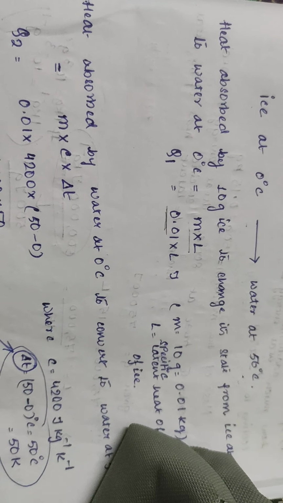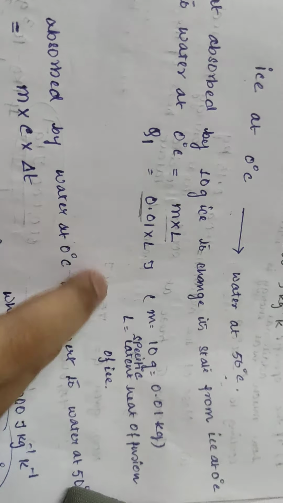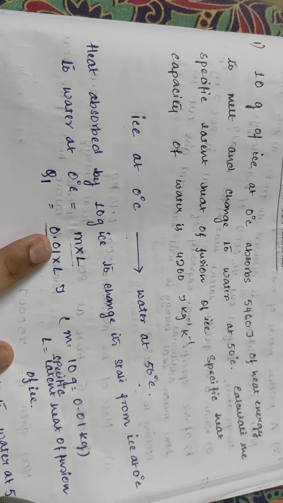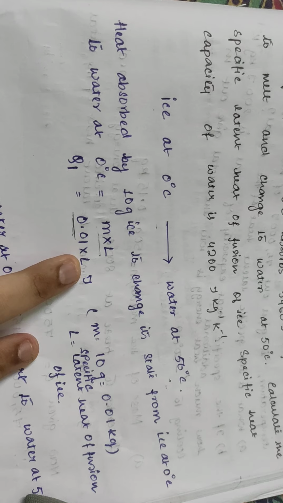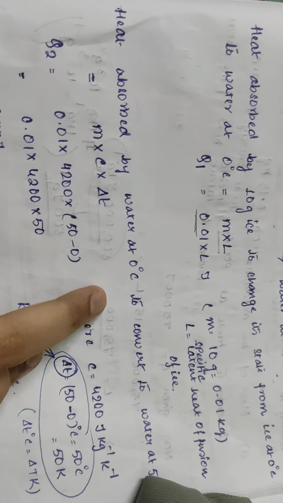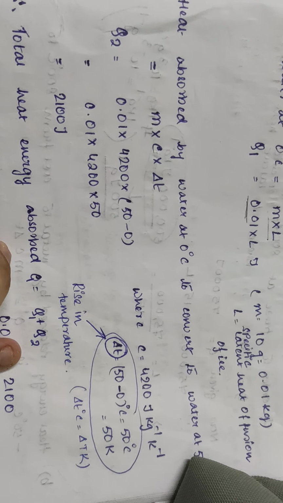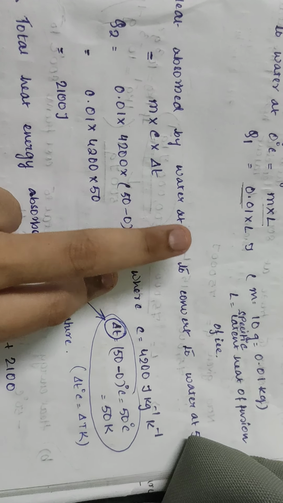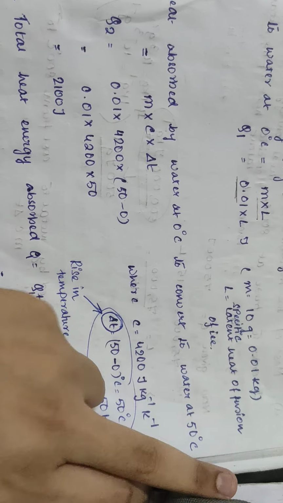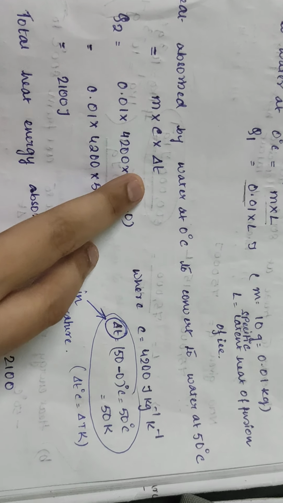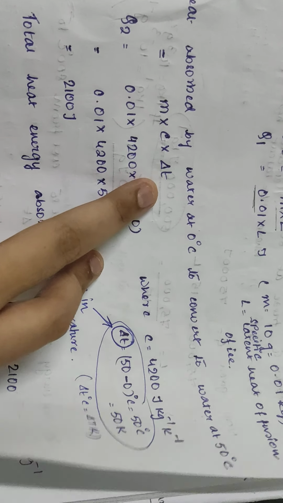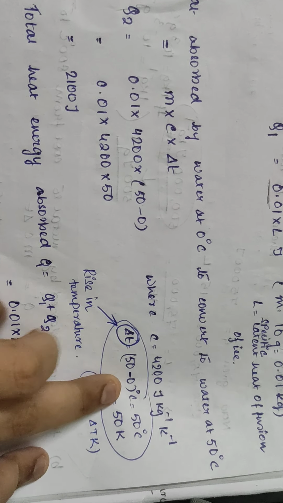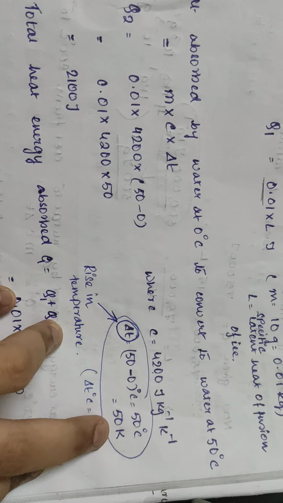So I have done that. m into L is 0.01 into L, because it was given as 10 gram. We have to find L. Now Q1 specifically is not given, total heat is given. Now heat absorbed by water to convert from 0 to water at 50 is mc delta T. Delta T is the rising temperature, so obviously final minus initial, 50 degrees Celsius, that is equal to 50 K.